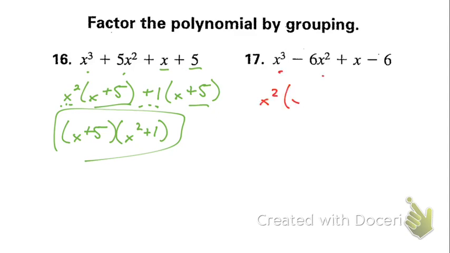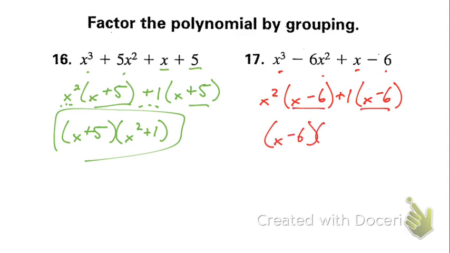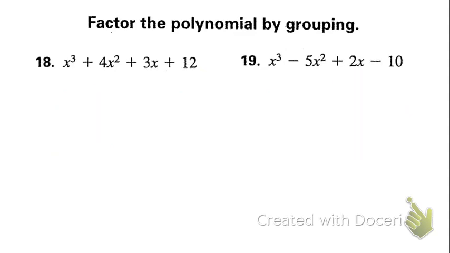Then I take out an x squared over here. When you do that, you're left with x minus 6. Here, they don't have anything in common, so I'm going to take out a 1. And I'm left with x minus 6. So then I get x minus 6. When you take that out, you're left with x squared plus 1.